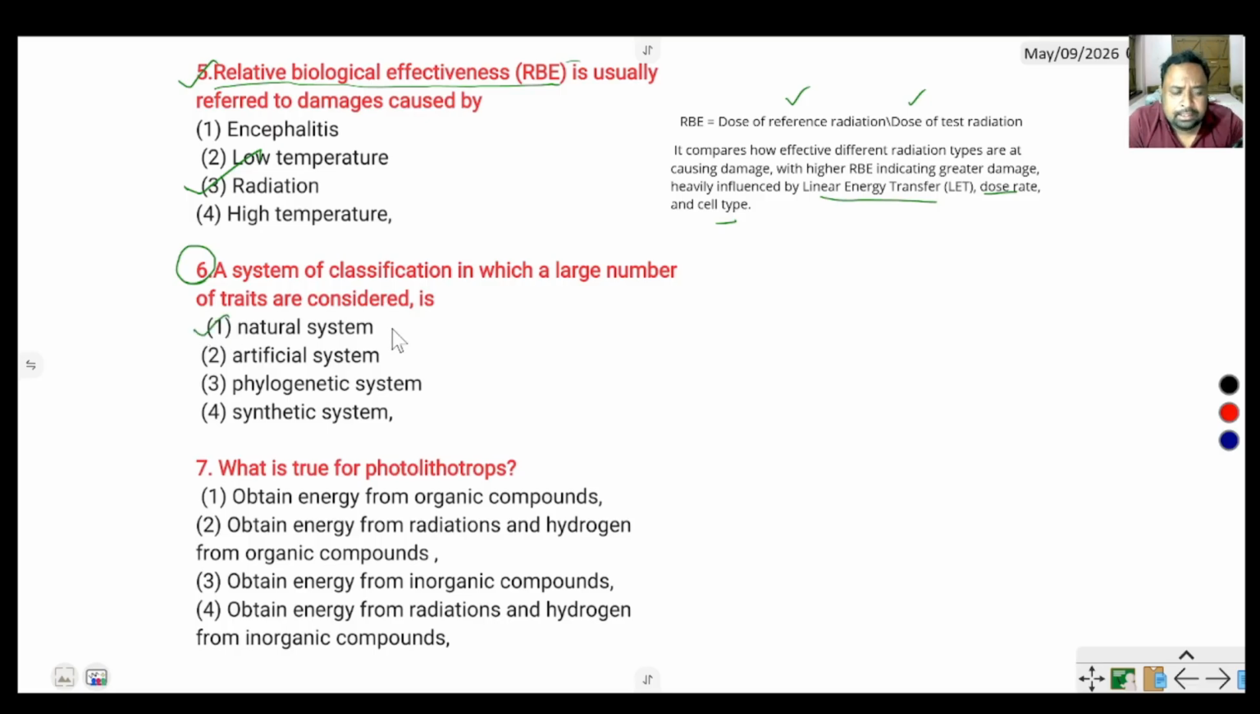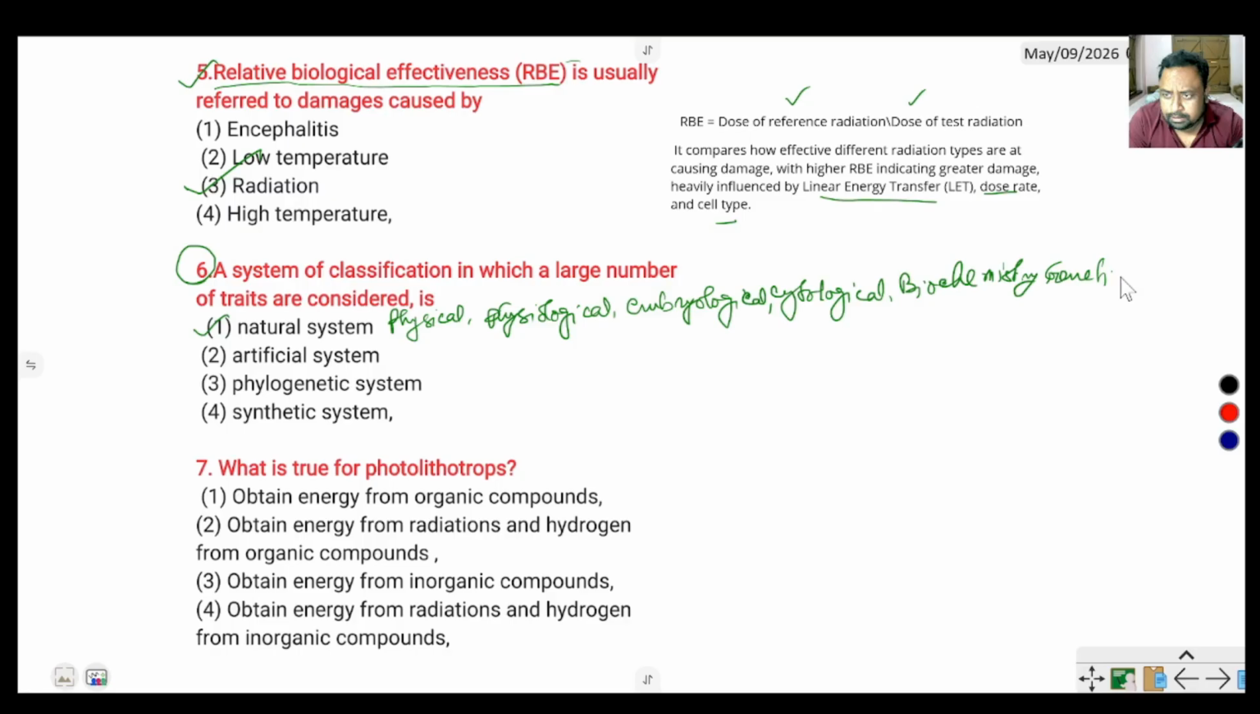In the natural system of classification, physiological, embryological, cytological, biochemistry, genetics, molecular biology, histology, and anatomy characters etc. are used to identify an organism, but not evolutionary relationship. This system of classification was proposed by Bentham and Hooker.